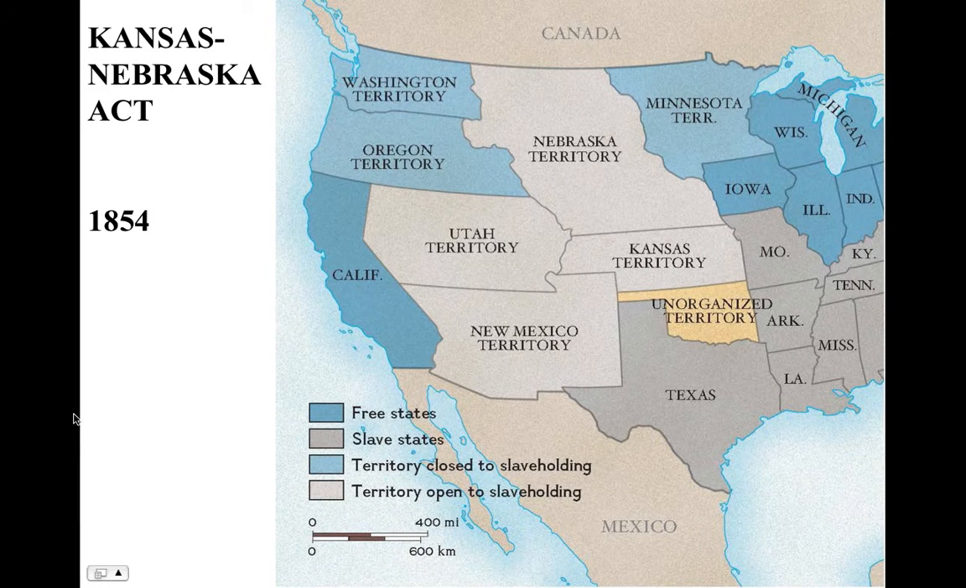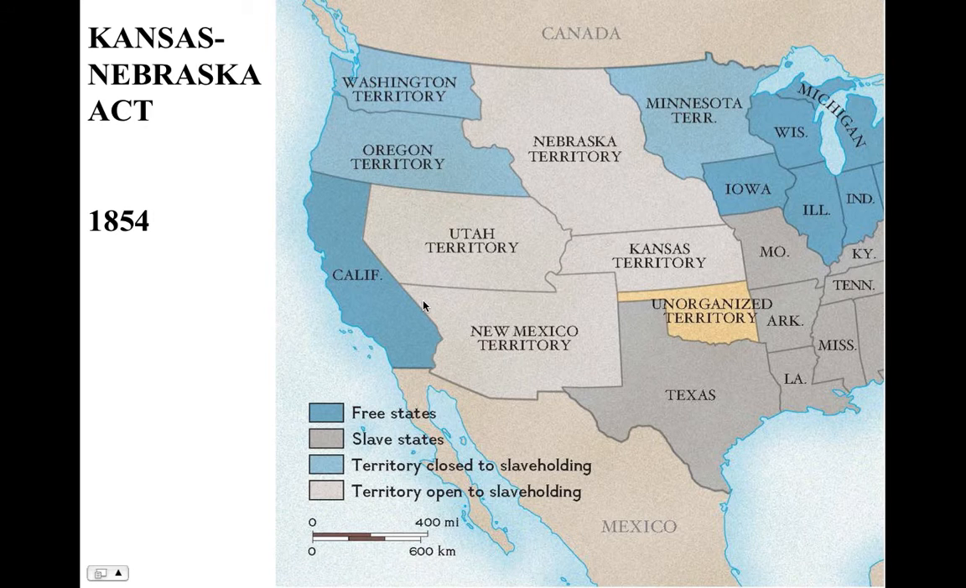The final compromise is the Kansas-Nebraska Act in 1854. And the Kansas-Nebraska Act has everything to do with a cross-country railroad. And you're probably wondering, why in the world does this have anything to do with a cross-country railroad? Well, with California joining the Union, California is the only state west of Texas. And California needs a railroad connecting it to the rest of the country.